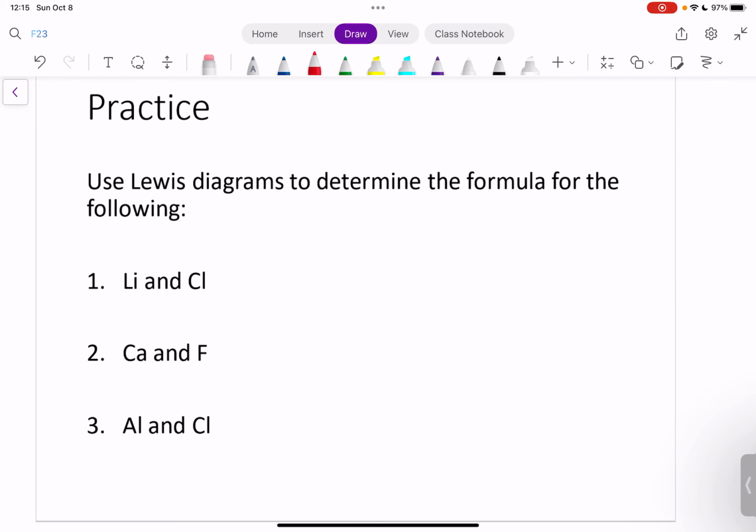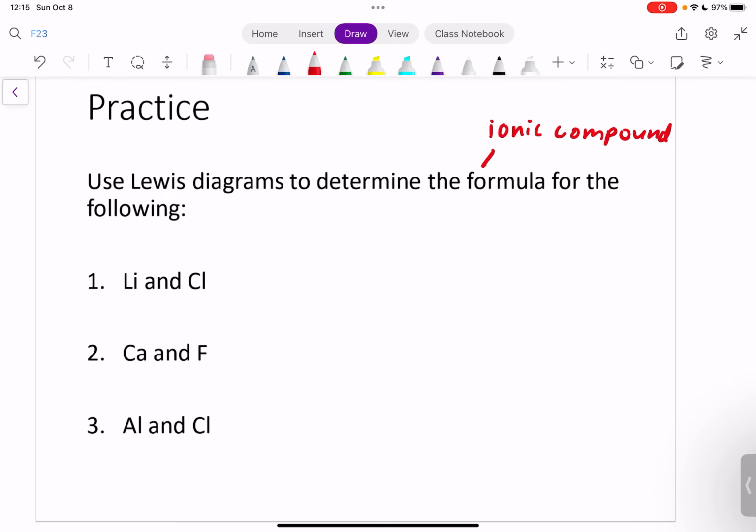Let's practice this a little bit. So this says, use Lewis diagrams to determine the formula for the following. So for the first one, let's do that one together. We're trying to create a formula, right? An ionic compound formula, for lithium and chlorine. So when those two bond together, what is their formula going to be? So lithium and chlorine are bonding together.